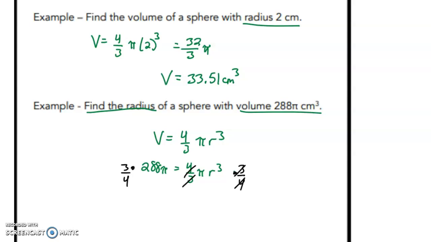Okay, so now let's go ahead and use our calculator. I'm just going to do the 3/4 times the 288. All right, and so that becomes 216, and we still have the pi.